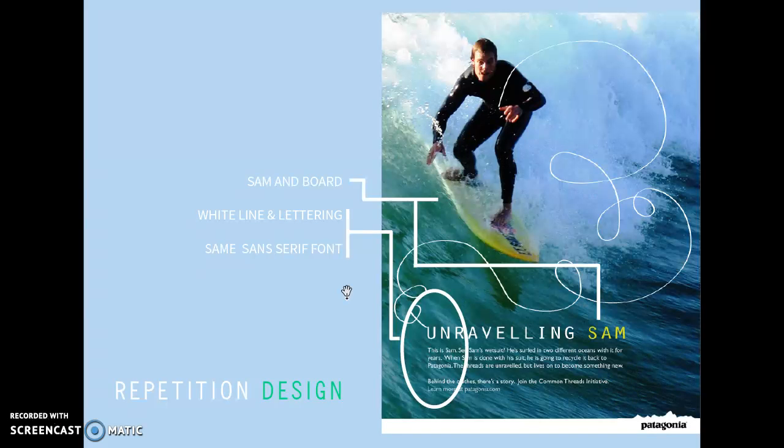So the repetition that we see in this ad is the repetition between the color of the guy's name, Sam, and the same color of his board. And then you'll always see this same white squiggly line in all of the ads. And then the same lettering is also in all of the ads. And it has the same sans serif font. So that is the repetition that you'll see from ad to ad.